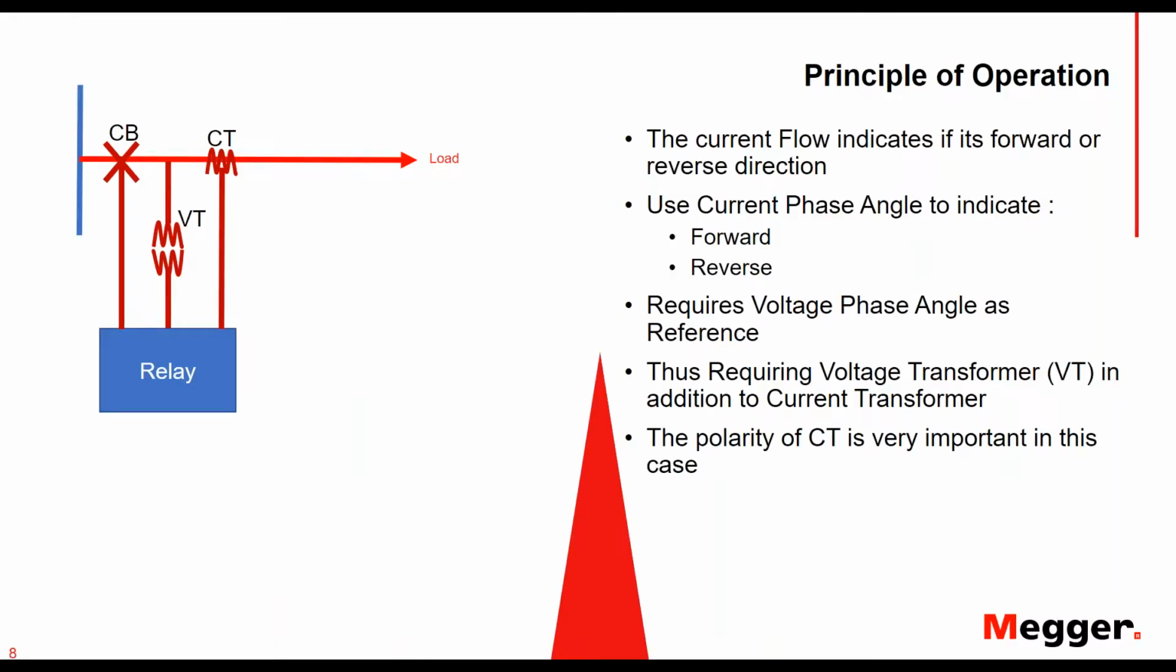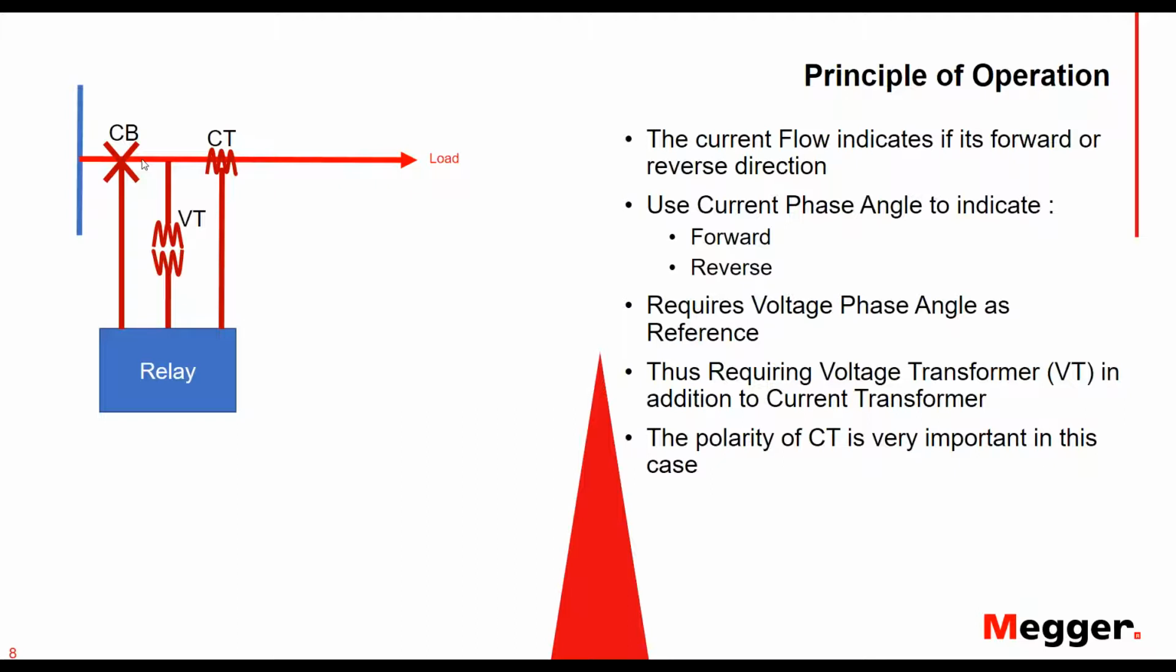What is the basic principle of operation for directional overcurrent? Basically, we look at the direction the current is flowing in. It's either forward or reverse. So it's either coming out of the bus bar or into the bus bar. Now, in AC signals, you know that the current flows in and out, alternating between positive and negative half cycles. Because of that, we cannot just measure the polarity.